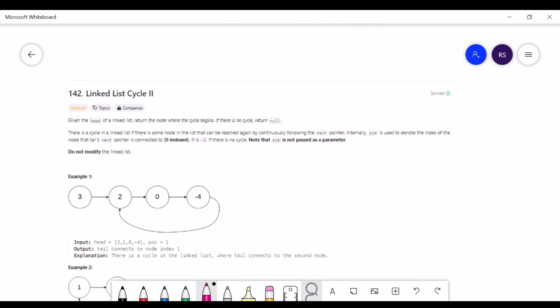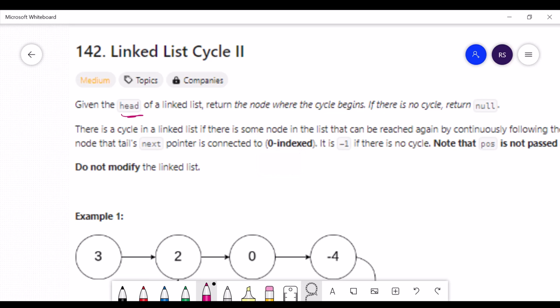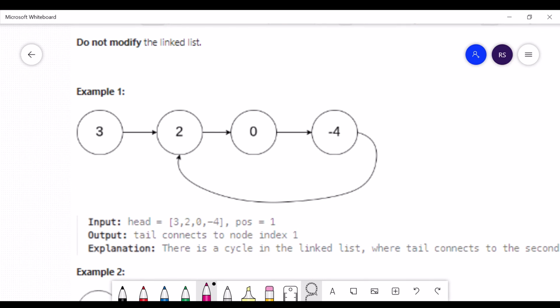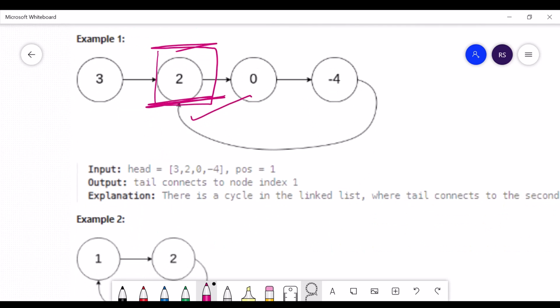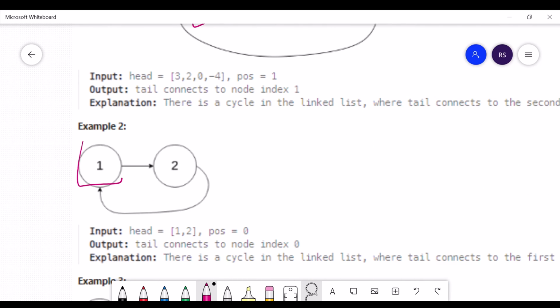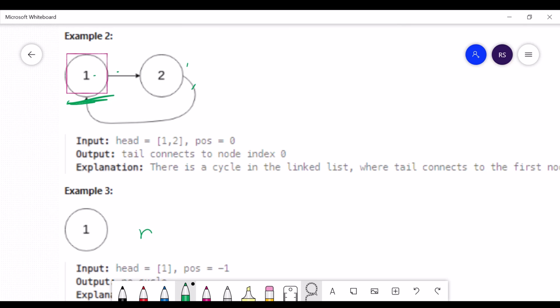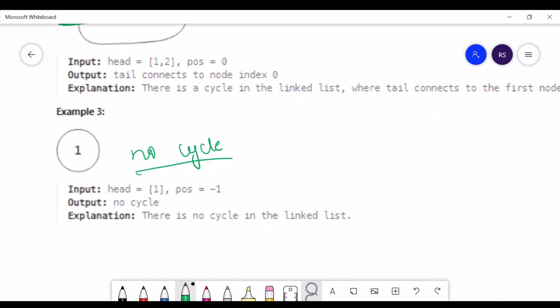The question here is that you are given the head of a linked list and you need to return the node where the cycle begins. If there is no cycle, you can simply return null. For example, here you see that the cycle begins at node 2, so you need to return node 2 over here. In the second example, you need to return 1 because the cycle starts over here, 1, 2, 1, 2, 1. In the third example, there is no cycle, so you can simply return null.